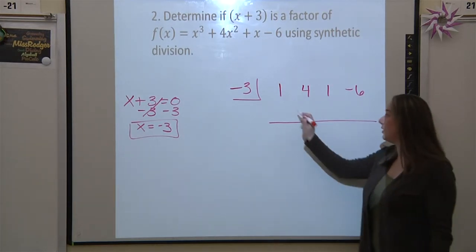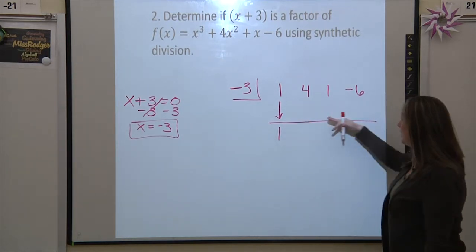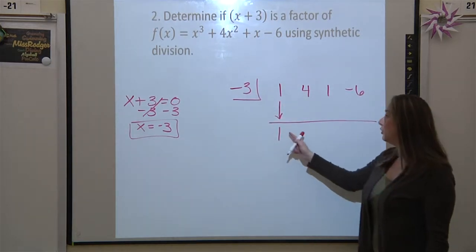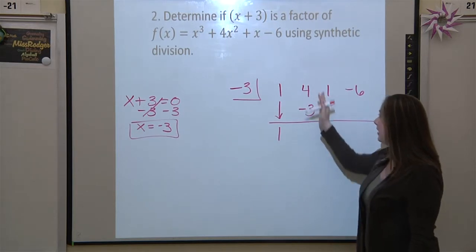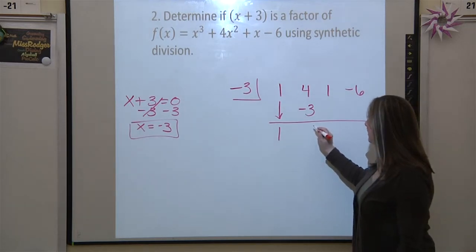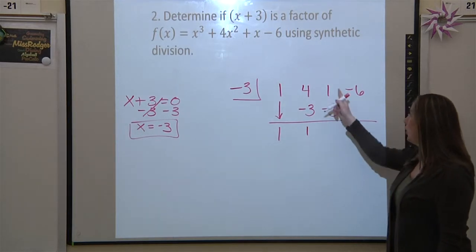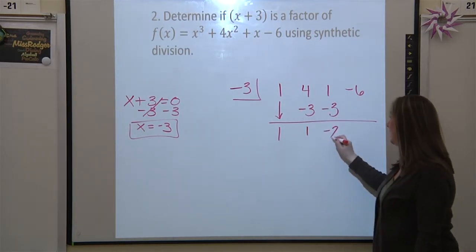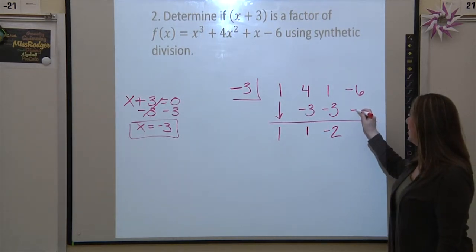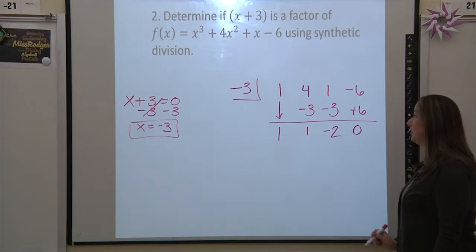My next step is going to be to bring down the first value, which is a 1, and from there, everything below the line gets multiplied by the root, or the number that's isolated over here. So 1 times -3 is -3. I'm going to add down, so 4 plus -3 is going to give me 1. 1 times -3 is -3. 1 plus -3 is going to give me -2. -2 times -3 is going to give me +6. -6 plus 6 is going to give me a 0.